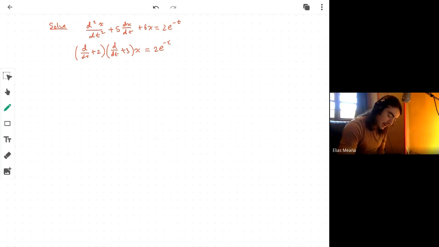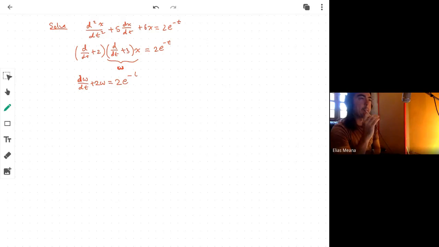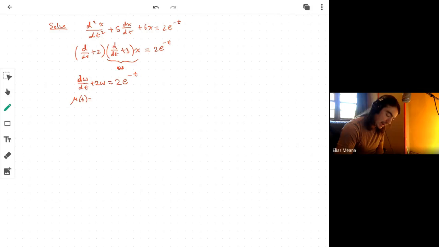So we're going to call this thing omega again. This is omega. And so we end up with d omega/dt plus 2 omega equals 2e^(-t). Everybody following me so far? So this is an integrating factor problem. We're going to multiply by mu of t now, which is going to be e to the power of the integral of 2 dt, which is of course just e^(2t).